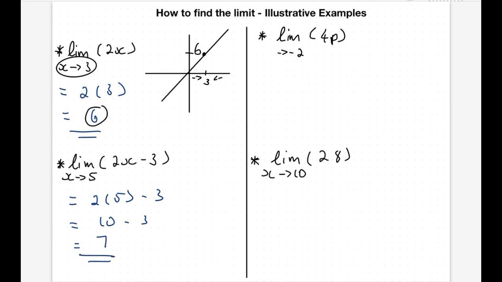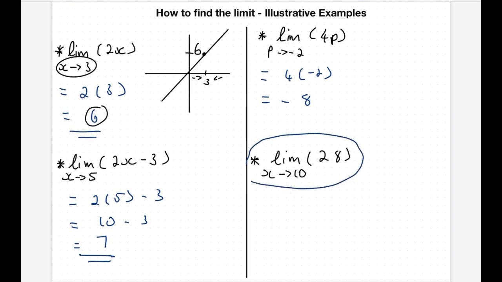Here's another example. Let me just quickly fix that. Should be p there. The limit of 4p as p approaches negative 2 is 4 times negative 2. In place of p there, I would replace with minus 2. Now 4 times negative 2 is negative 8. So the limit of 4p as p approaches minus 2 is negative 8.